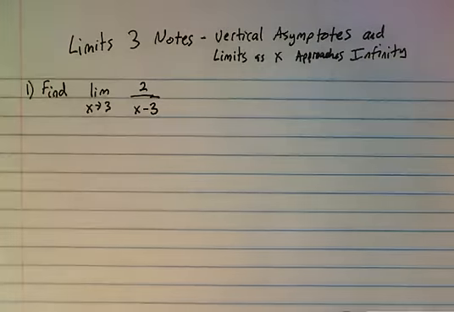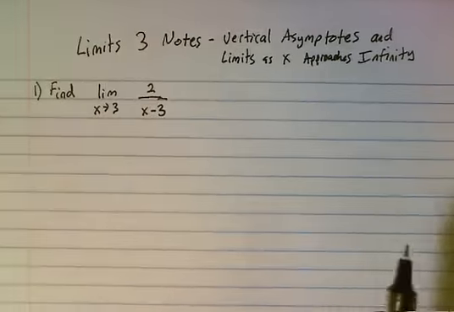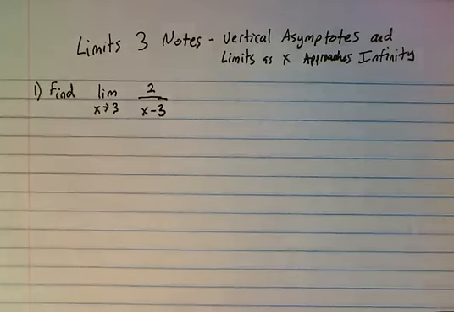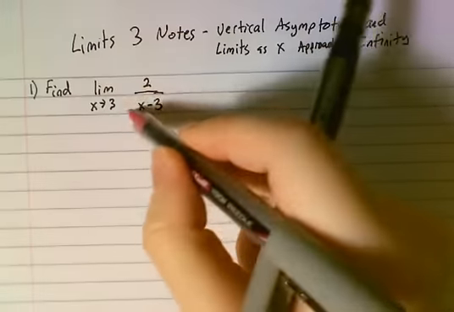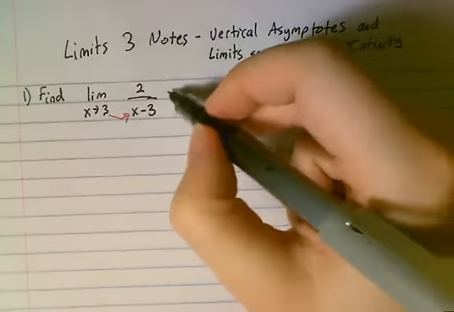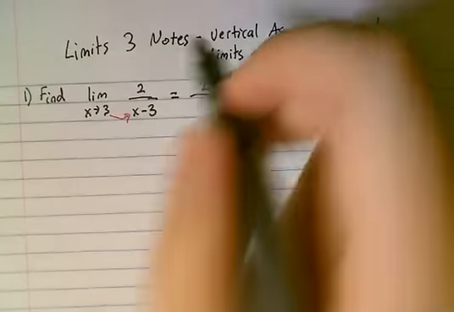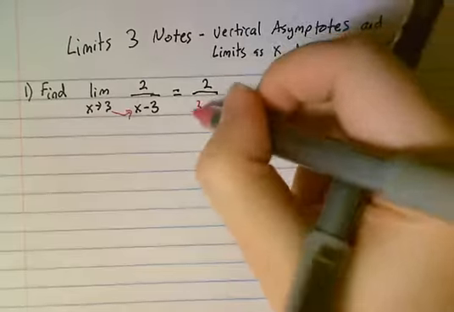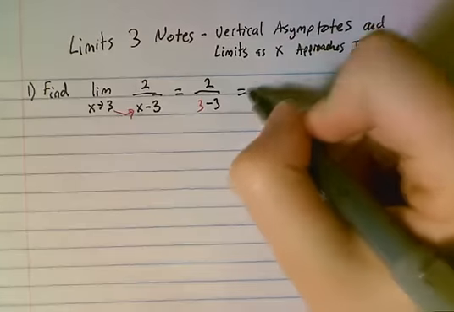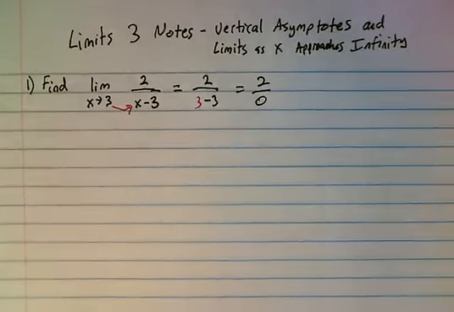So when we look back at this, we have to remember our plan from Limits 2, which is our first try is always going to be to plug this number right in for x, because if it works, then that's all we have to do. We're done. We've got a continuous function. We're happy. So let's try that. We've got 2 divided by 3 minus 3. That's 2 divided by 0. No luck in terms of getting a finite number because we're not allowed to divide by 0.